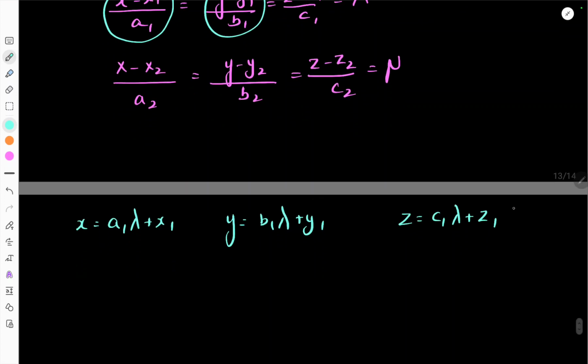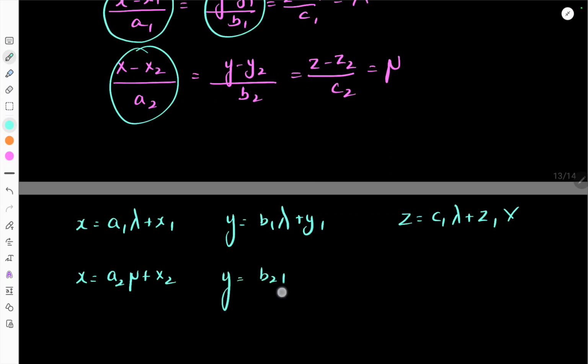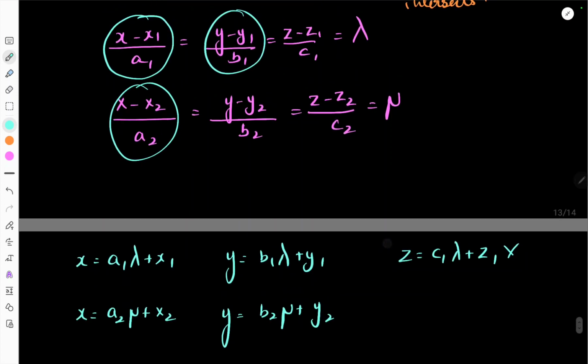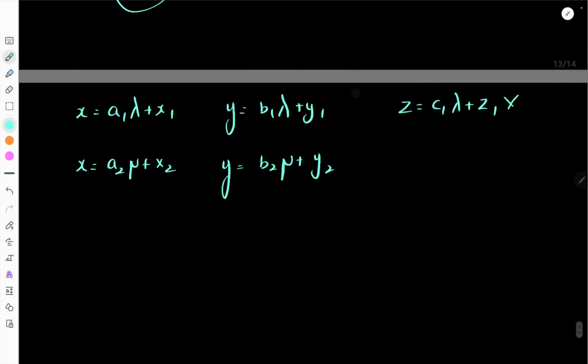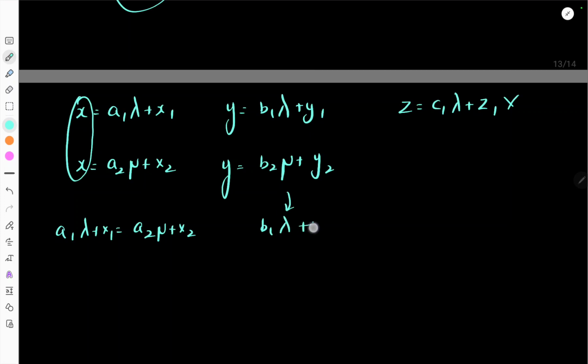But no need to take this one, just two things are enough. So from here x will be equal to a2 mu plus x2, and y will be equal to b2 mu plus y2. Since we have to find the point of intersection, if you have some x, y, z here, the same x, y, z should be there, which means one point we have to find. So we have to solve this, which means a1 lambda plus x1 should be equal to a2 mu plus x2, and b1 lambda plus y1 equal to b2 mu plus y2.